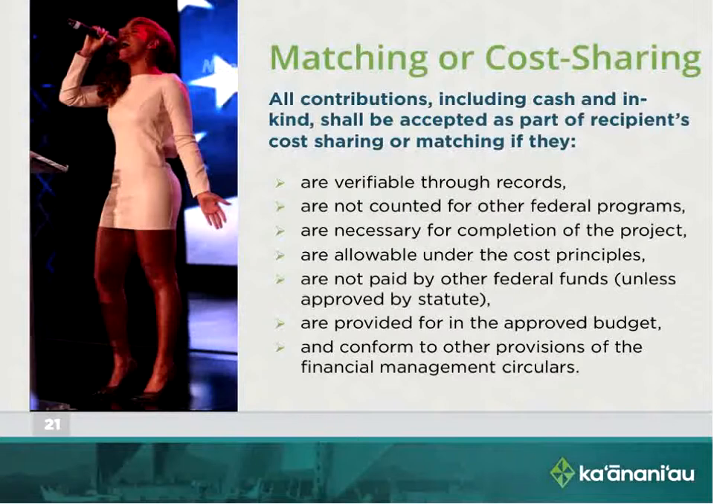It has to be allowable under the cost principles, okay? One of the item costs that's not allowable under cost principles is alcohol. So if someone donates alcohol, you can't count it as non-federal share, right? It's still not allowable. It can't be paid for with other federal funds. Now, there are certain exceptions to that, one of them being 638 funds, because those lose their identity. But you can't use federal funds to match other federal funds unless you have approval or it's approved in the statute. And it has to have been included in your approved budget.